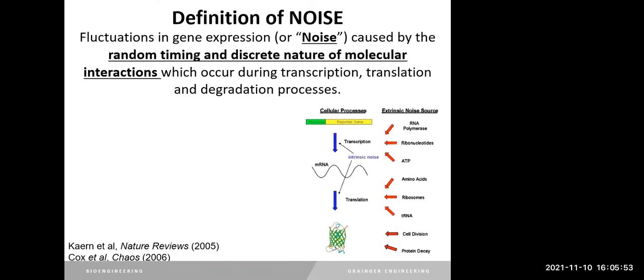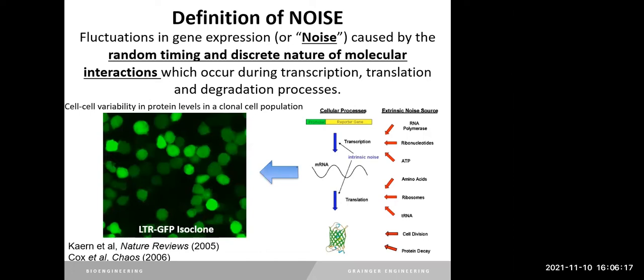And there are also global resources that are fluctuating in the cell. So shared resources such as ATP, amino acids, ribosomes, and RNA polymerase are all fluctuating as well. And they couple into the gene expression fluctuations of all the genes, all the gene expression that's occurring within our cell.